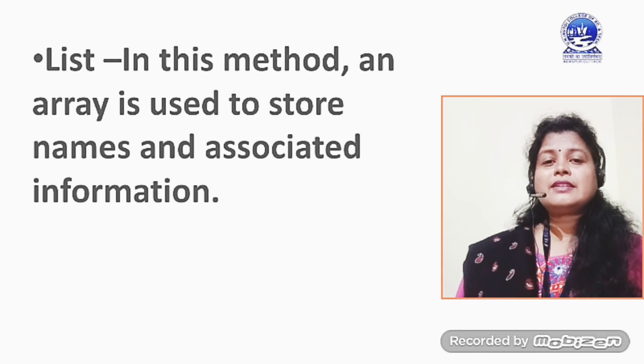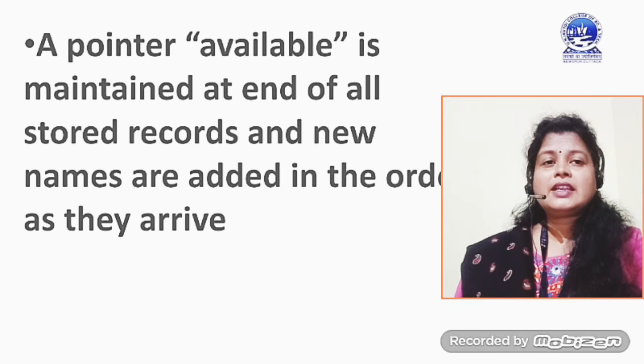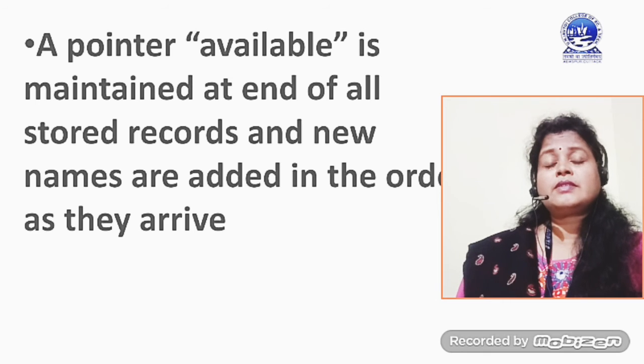Now we will look at some representations of the symbol table in memory. Actually there are a number of different ways the operating system may represent the symbol table in memory, but here we have discussed some popular types of representation. The first one is list. In this method, one array is used to store the names and associated information. And one pointer, you may use any name to represent the pointer, here I have used available. The pointer available is used at the end of all stored records, and new names are added in the order as they arrive.